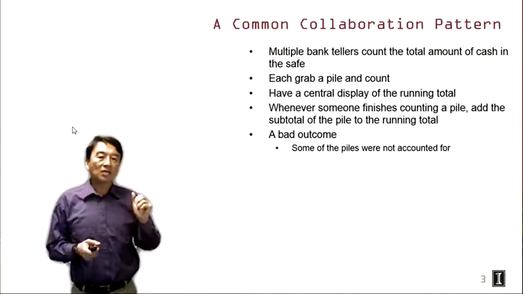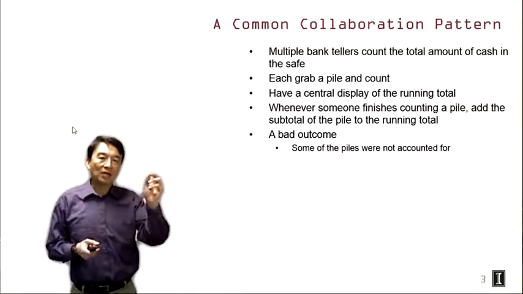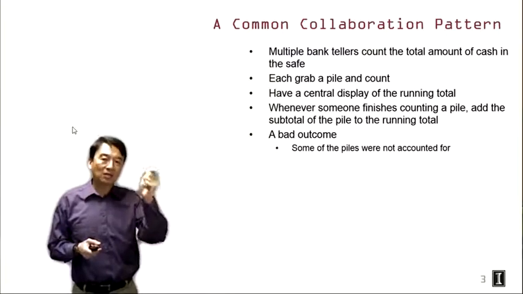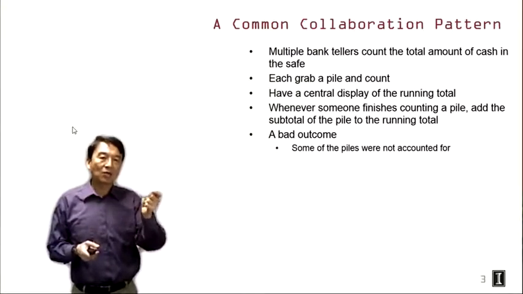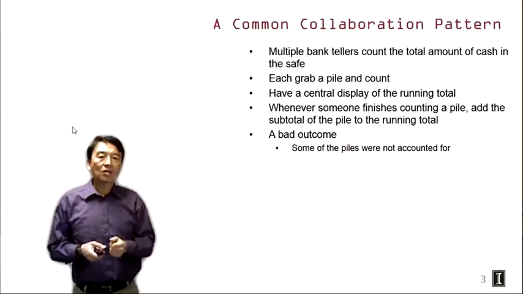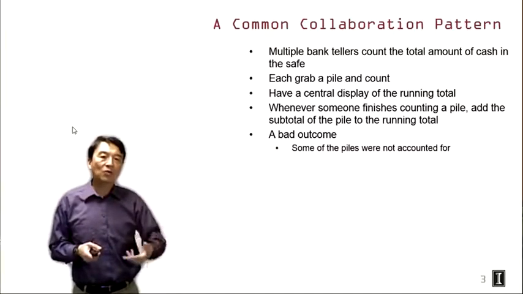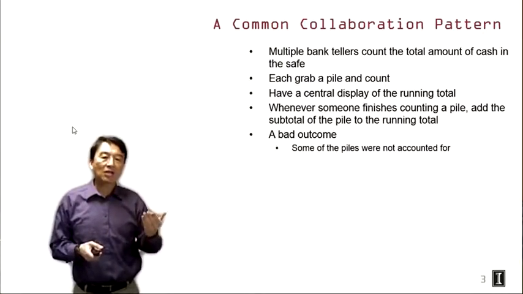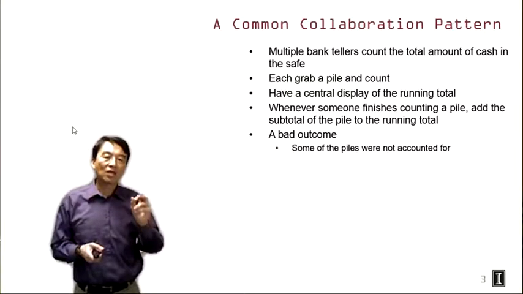And whenever this happens, we have a read, modify, write operation, where the teller will read the original total, add the total from the pile, and then write the sum back into the total. So we're going to have multiple people doing this kind of read, modify, write into that total. And the bad outcome that can come out of it is that some of the piles may not be accounted for. If the amount of money from several piles were missing, then we have an incorrect accounting process.